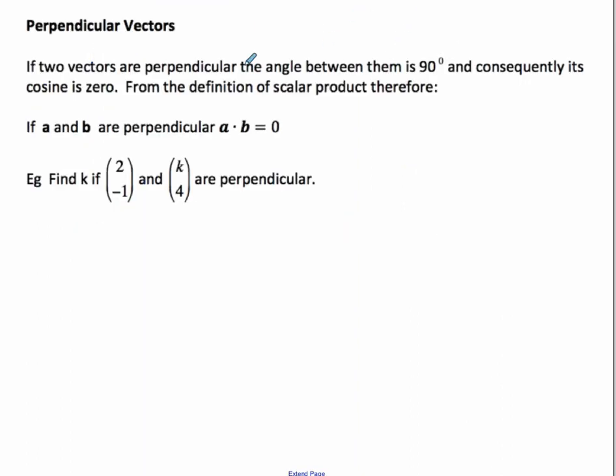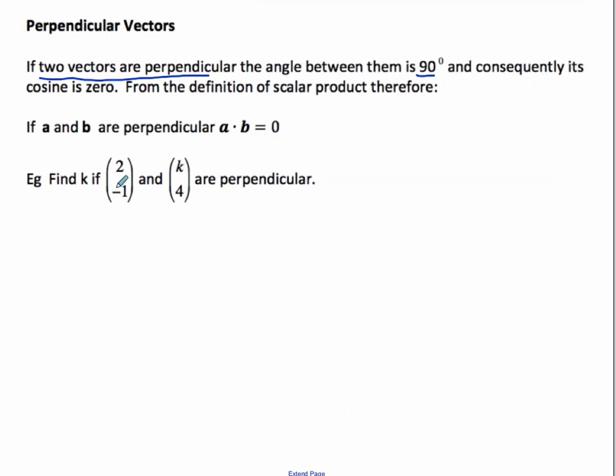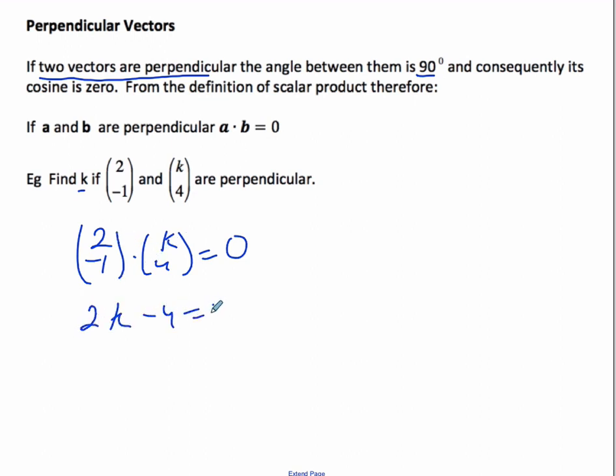Okay, like I previously mentioned, if two vectors are perpendicular, the angle between them is 90, of course, and that means that their dot product is going to be 0. So find k if these two vectors are perpendicular. So that means that (2, -1) dot (k, 4) is going to be equal to 0. So then we get this simple equation: 2k minus 4 equals 0, 2k equals 4, and k equals 2.